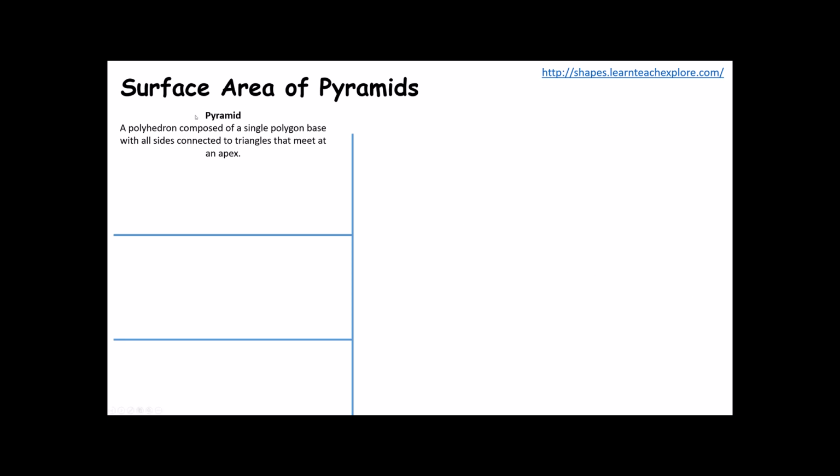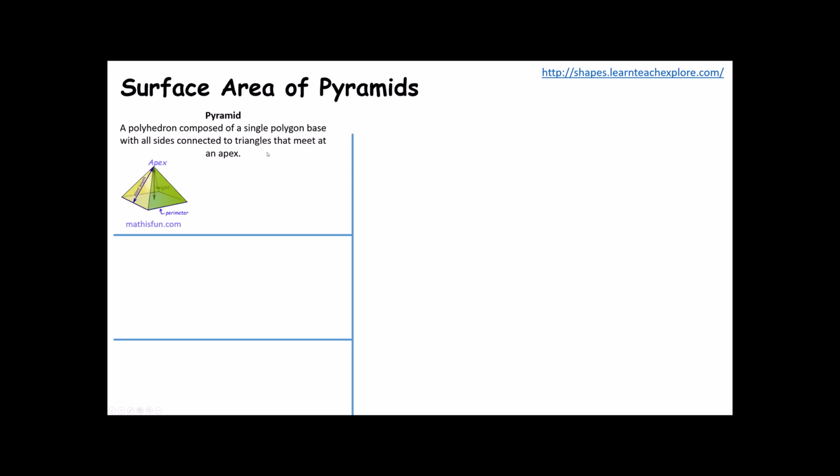So when I get to a pyramid, what I have to do is realize what types of surfaces I need to be looking for. A pyramid is defined as a polyhedron composed of a single polygon base. Remember that our prisms had two polygon bases with all the other sides being rectangles. Pyramids have a single base and all the other sides are triangles that meet at an apex.